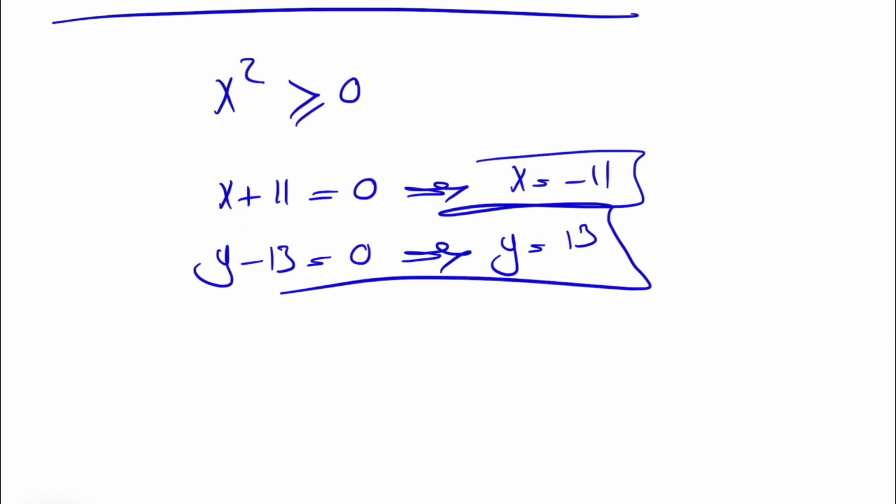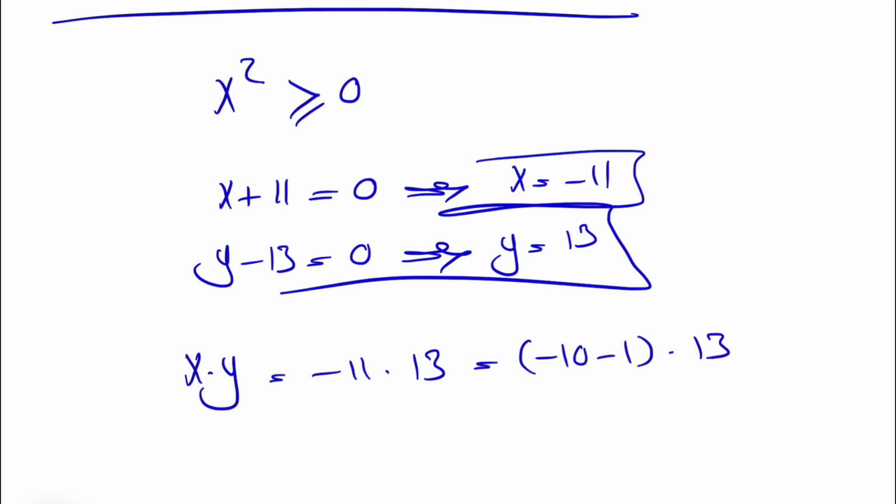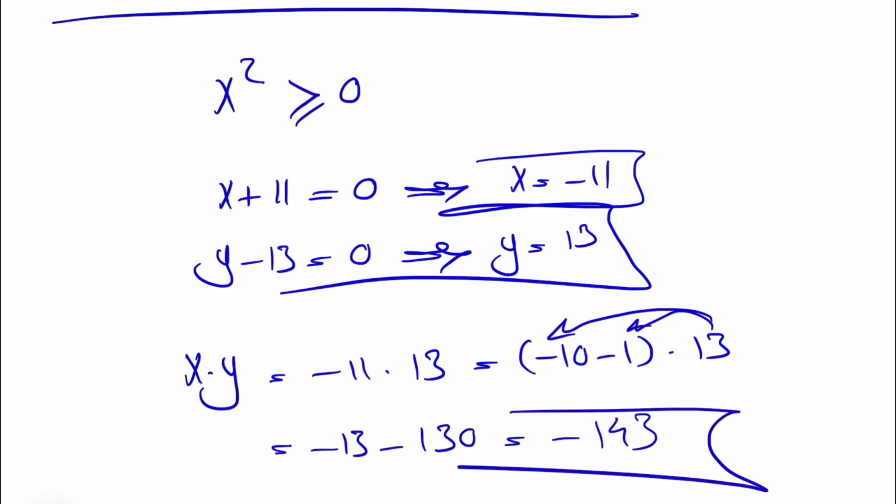What we were asked to find in this question was x times y, which is basically minus 11 times 13. And for minus 11, we can do minus 10 minus 1 times 13. So we'll have 13 times 1, which will be minus 13, minus 130, which will be minus 143, and that would be the final answer for this question.